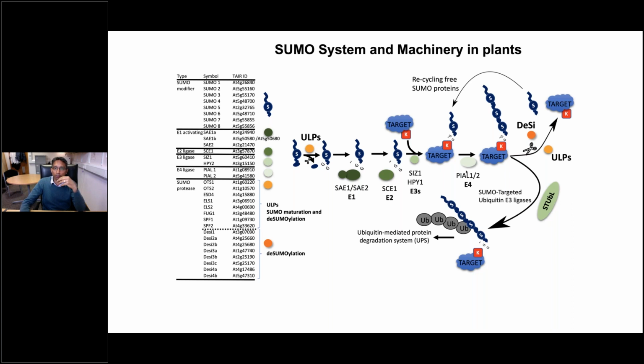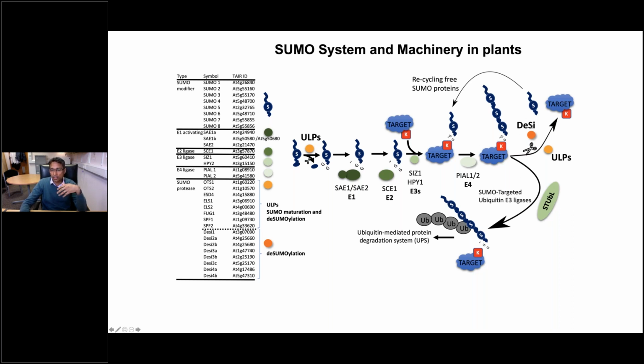Okay, and then you have the PIAL domain proteins here, which act as E4s. And these E4s extend this SUMO chain on target proteins. And there's a class of SUMO proteases, which I'll go into a lot more detail on in a minute, which cleave SUMO only from the target proteins but do not take part in SUMO processing, while the ubiquitin-like proteases can do both: cleave SUMO off the target proteins, but also process SUMO.